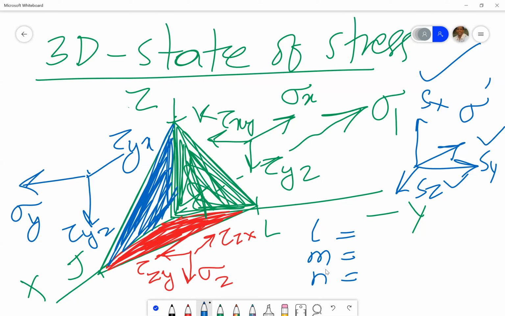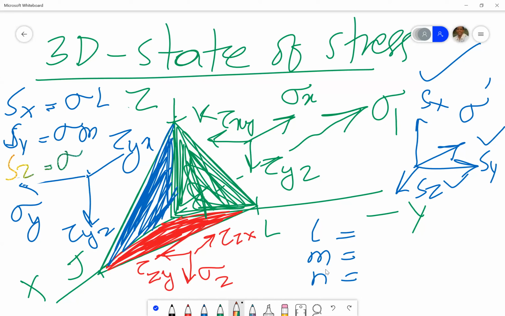For the force along Sx, we can simply write sigma L, as we have written in the previous case. Sy is equal to sigma M, and Sz is equal to sigma N. These are the forces. We need to balance the forces in each direction. The balancing and developing of the equations will be discussed in the next class. So we'll stop here. I'll stop my sharing here.